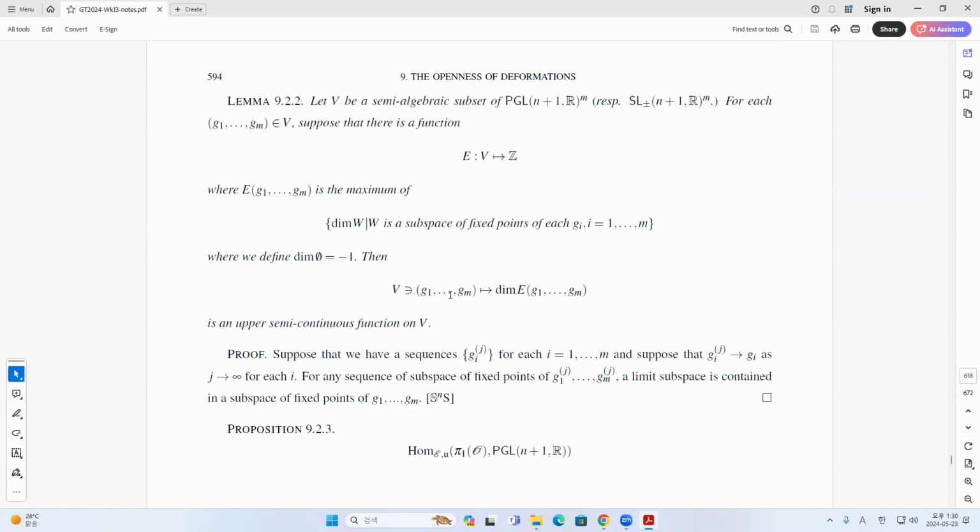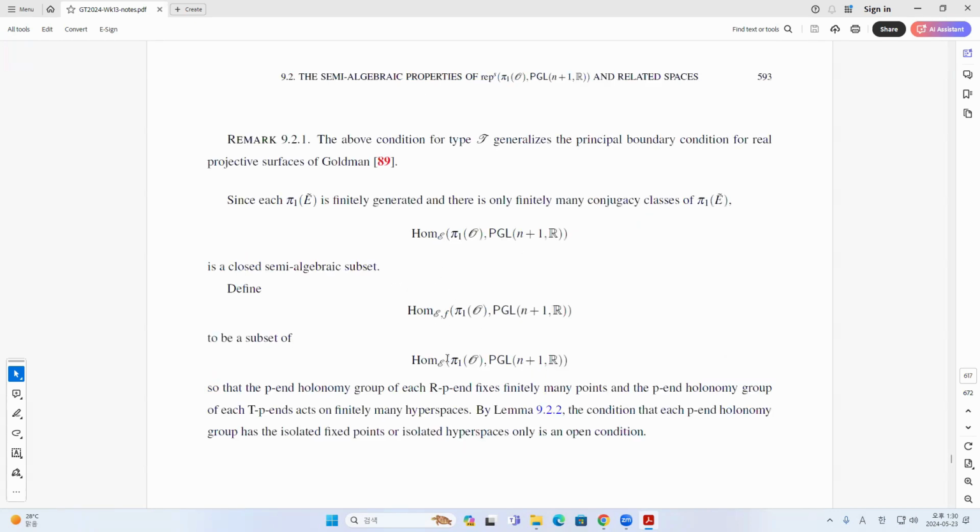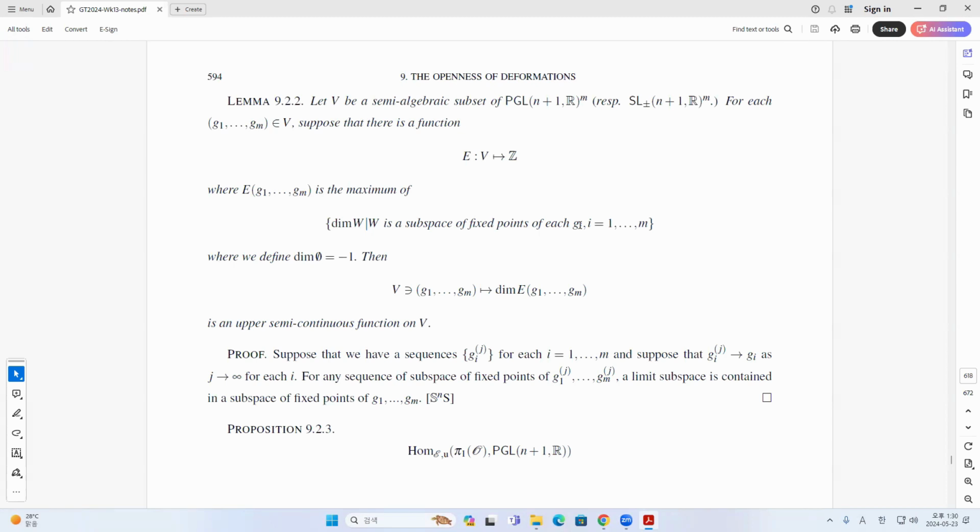So the maximal dimension is an upper semi-continuous function. Okay, so the reason is of course that if you have any such a subspace, in the limit the fixed point set will always have a bigger dimension. So that means it's going up, so that means it's upper semi-continuous. Okay, so if you restrict to 0 dimension, then it is an open condition. So for the lowest dimension, this space is open.